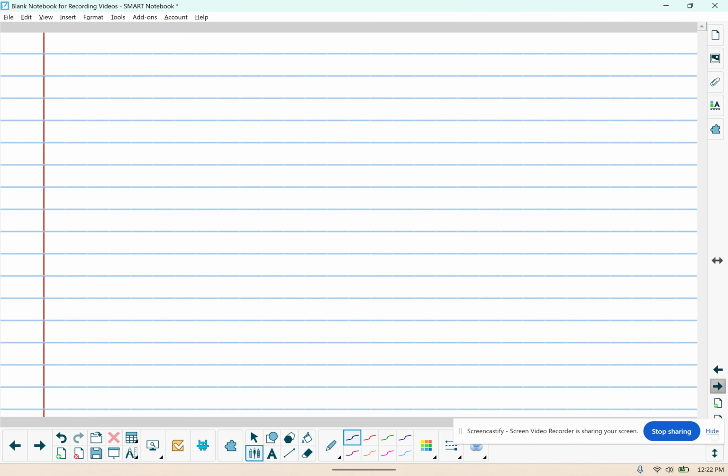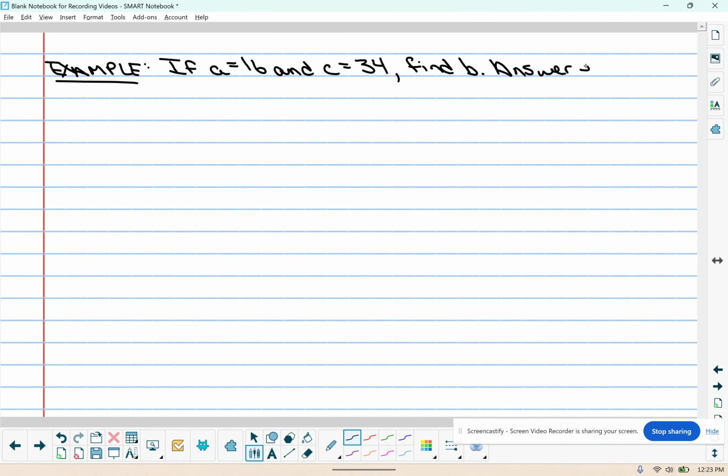So let's do an example here. If A equals 16 and C equals 34, find B. Okay, and it says answer exactly. And we'll talk more about that when we solve the problem.